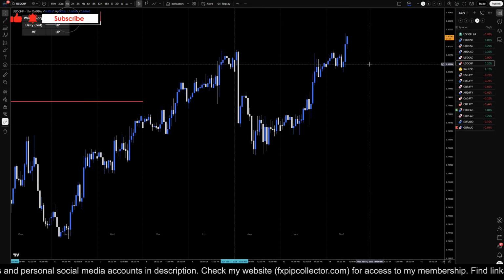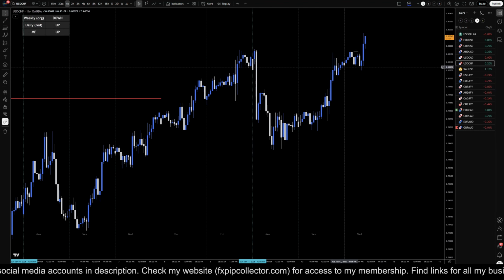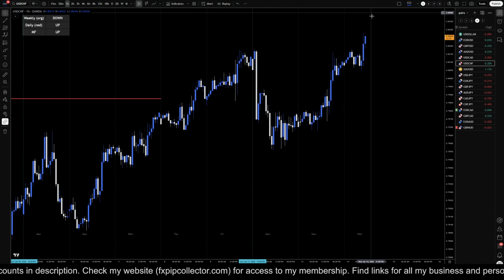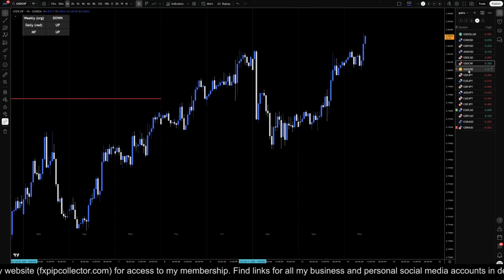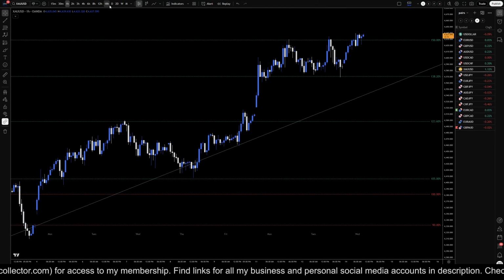I always do what the daily time frame tells me to do, and right now technically the daily, even though my Elliott wave says this could turn down, the daily time frame is definitely telling us to still look for longs. So moving on to gold.